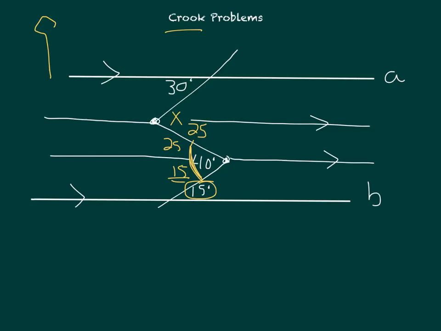So, because these lines are parallel, the alternate interior angles are congruent, so X equals 30 degrees plus 25 degrees, so it's equal to 55 degrees.